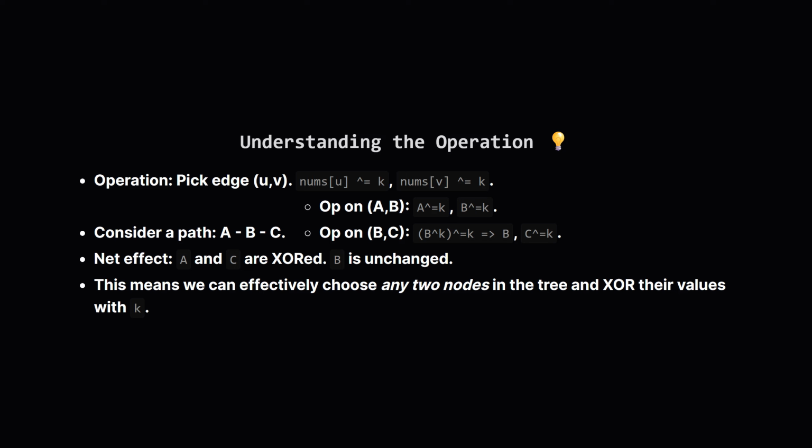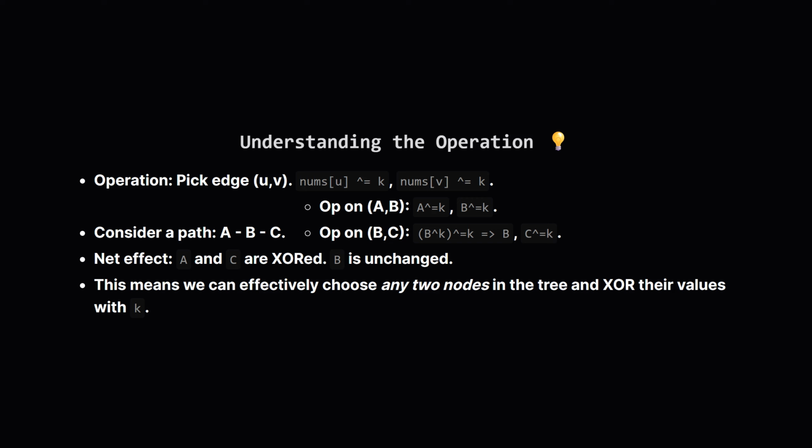Okay, let's think about that operation. When Alice picks an edge between u and v, and both their values get XORed with k, what if Alice performs this operation along a path? Say, from node A to B then to C first. Operating on the edge A-B changes A and B, so A becomes A XOR K, and B becomes B XOR K. Then, operating on B-C changes B and C, and C becomes C XOR K. But B, which was B XOR K, becomes B XOR K XOR K, which is just B again. So the nodes at the ends of the path, A and C, get XORed. Any intermediate nodes, like B, are XORed twice, so their values effectively don't change.